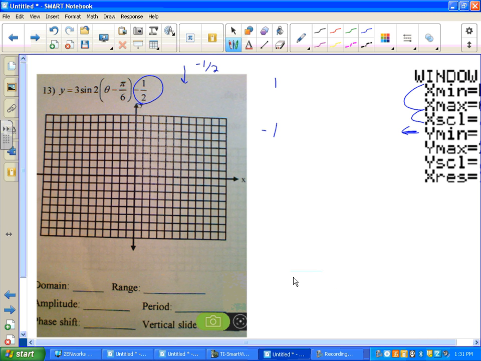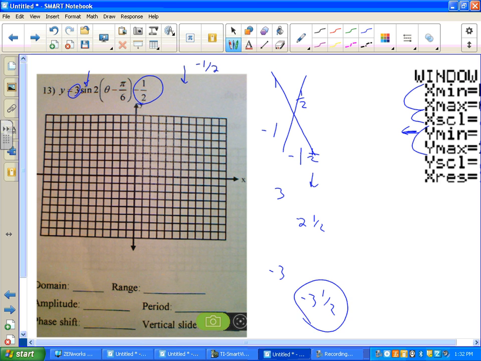So normally, a normal sine wave goes from 1 to negative 1. Now we know that we're shifting down a half, so that means that it's going to be going from a half to negative 1.5. Oh, wait. It's going to be 3 times the size. So it would go from 3 to negative 3 normally. Has to shift down a half. So we're going to go from 2.5 to negative 3.5. Okay? So that's the y min and y max. Y min, negative 3.5. Y max, positive 2.5.